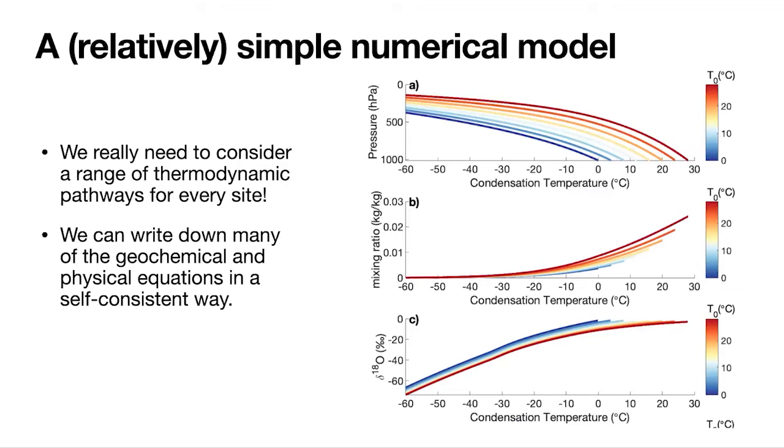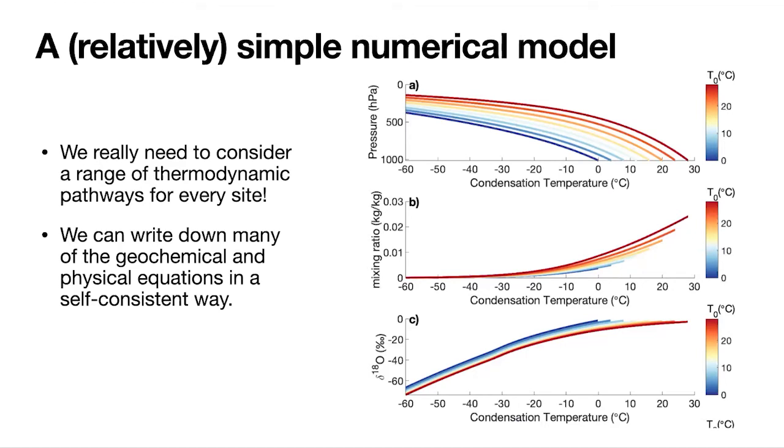So what we're gonna do is write down our best guess at the geochemical and physical equations that govern the transport and fractionation of water from a whole bunch of different sources and potential condensation temperatures. And you can see some examples here on the right. The colors here are different evaporation source temperatures, and then the thermodynamic pathways, both in pressure, the saturated mixing ratio of those pathways, and then the ultimate delta 18O of those pathways as a function of the condensation temperature derived from this simple numerical model.